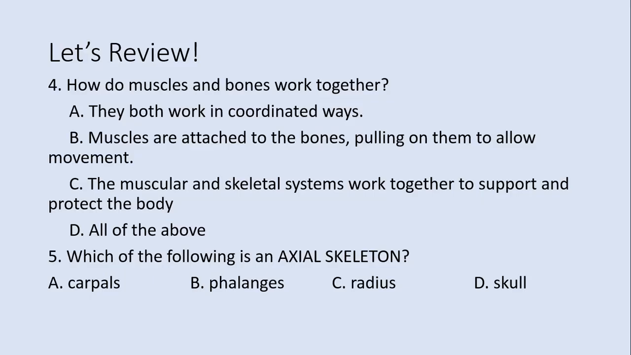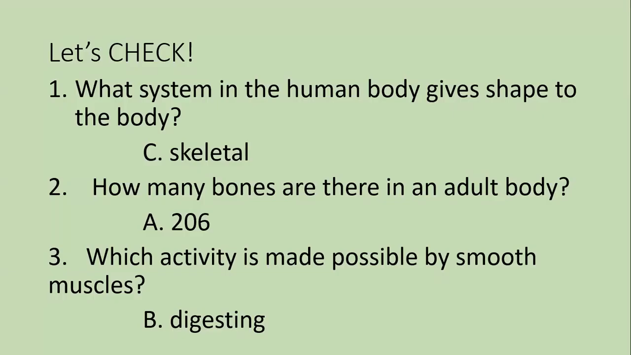Done with answers? Now let's check your work. You can check it for yourself or you can ask somebody else to check it for you. Ready? Let's go. What system in the human body gives shape to the body? The correct answer is letter C, skeletal. Number 2, how many bones are there in an adult body? The correct answer is A, 206. Number 3, which activity is made possible by smooth muscles? Correct answer is B, digesting.